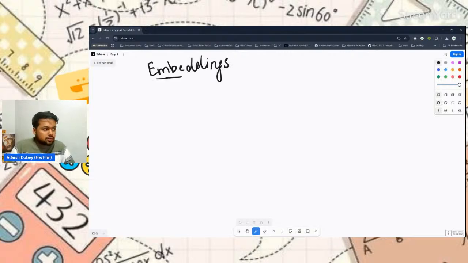Embeddings. Okay, so we're going to look at embeddings. What are embeddings? Before I talk about embeddings, let me talk about something much simpler. Suppose you need some way of representing words or anything natural language into numbers.